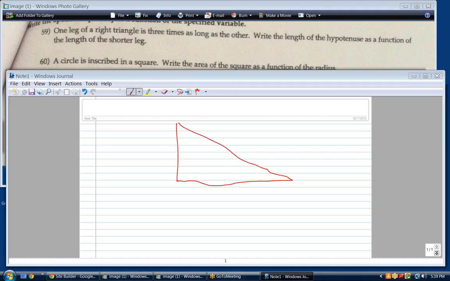One leg of a right triangle is 3 times as long as the other. Write the hypotenuse as a function of the length of the shorter leg. What should I call the shorter leg? S. Okay. What's the longer leg? L. What's the first sentence? One leg is 3 times as long as the other.